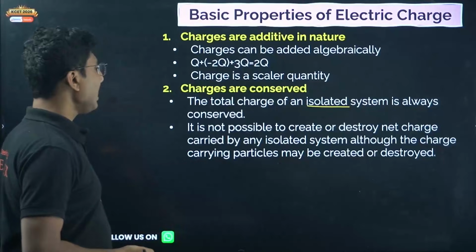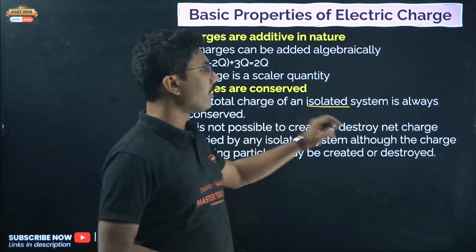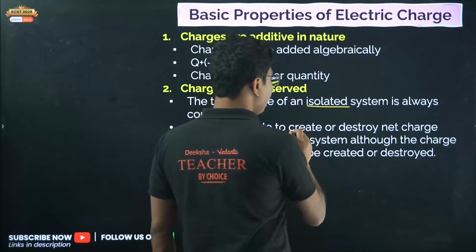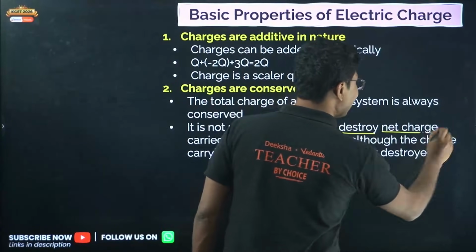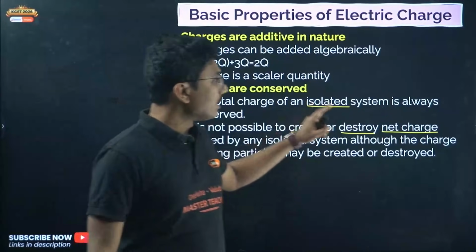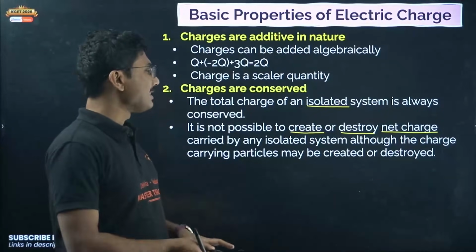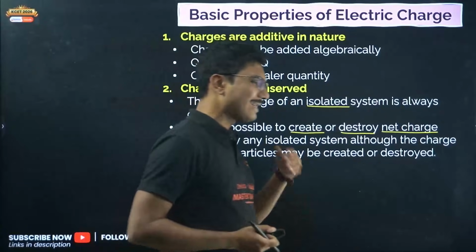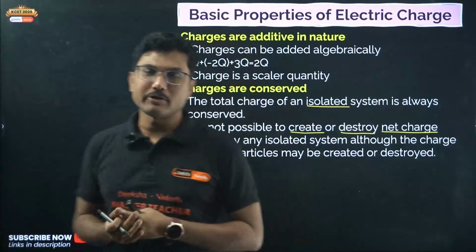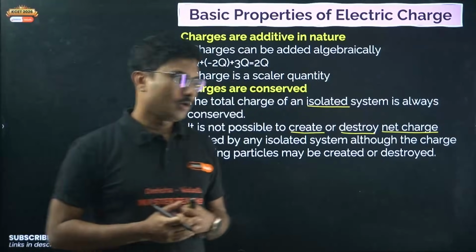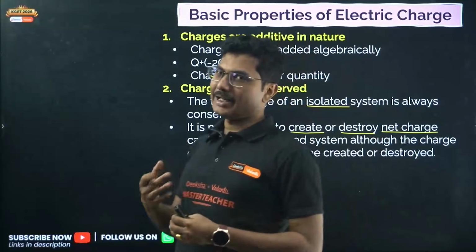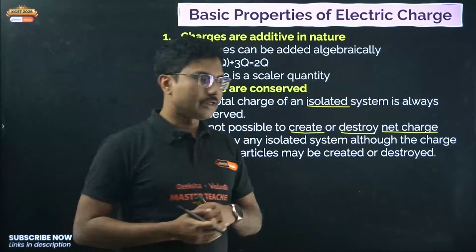It is not possible to create or destroy net charge. Net charge means total charge. So it is not possible to create or destroy the net charge carried by any isolated system, although the charge carrying particles may be created or destroyed. Suppose an object has a total of say 100 electrons and say 90 protons. So what is the net charge? Net charge is 10 extra electrons. I'm just giving one example.